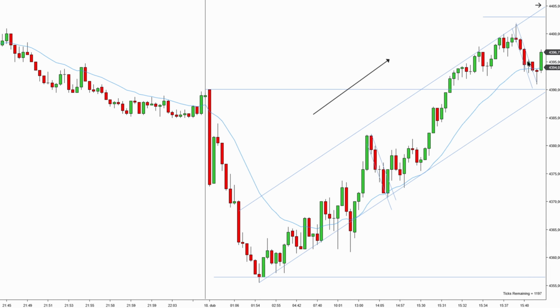And you guys can see price created just a first entry. This right here is a first entry long. It is a first attempt by the bulls to go long after this correction traded lower. So I cannot take this entry. This is not a high probability setup for me to take.